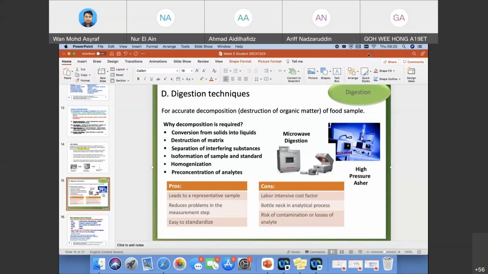If your detection limit is much higher, then based on those criteria, which instrument are we going to use? Any idea? FAAS. Betul. That's correct. So when you have increased your detection limit, then you would have the choice of using a much cheaper instrument, which is the flame AAS.